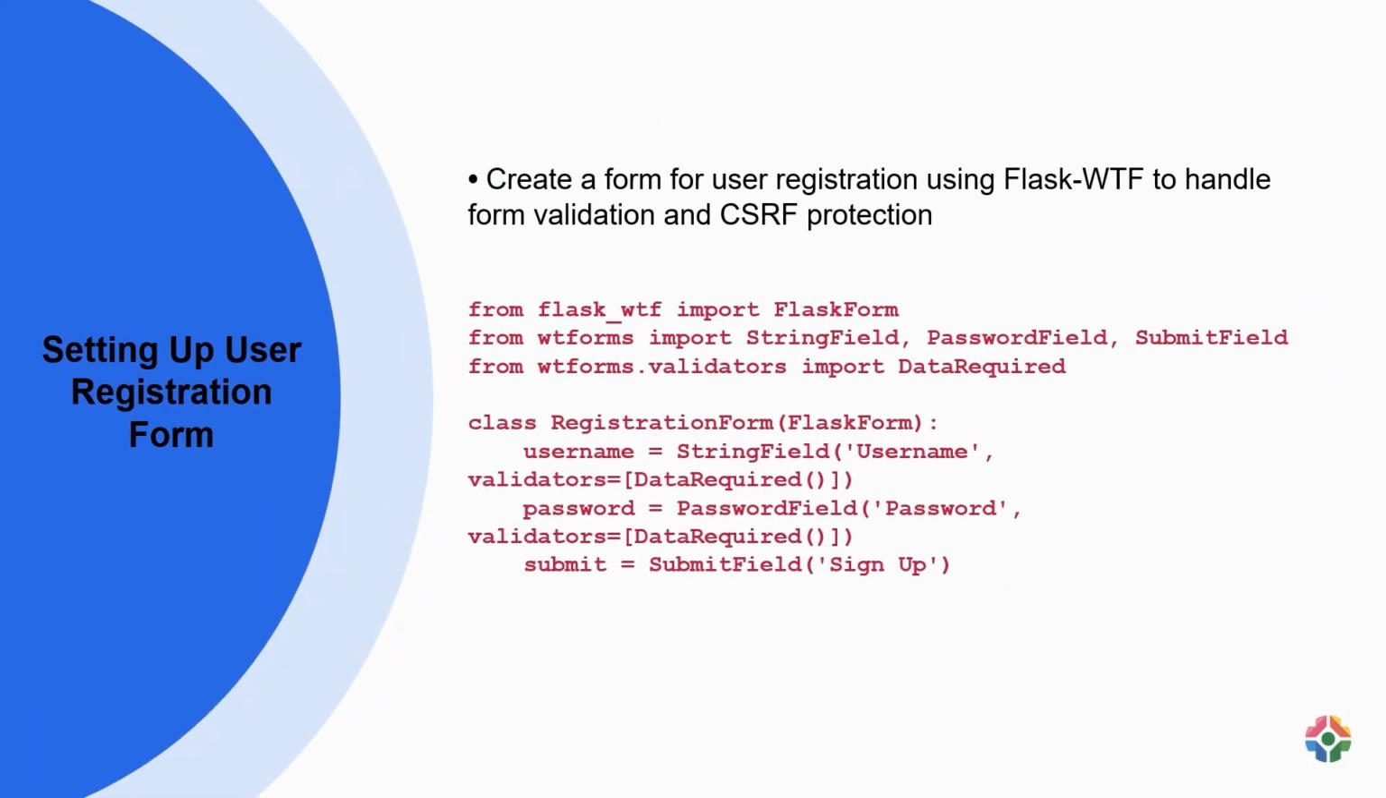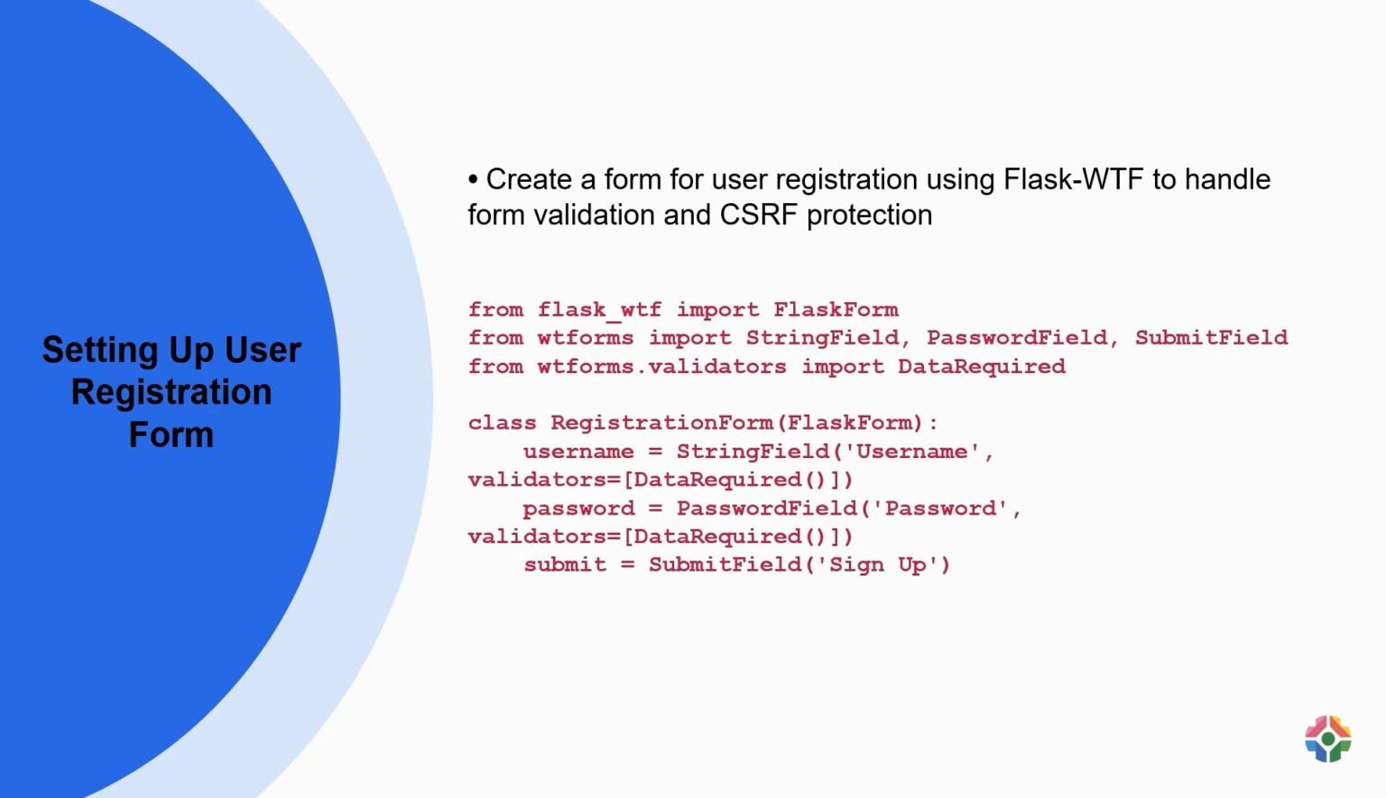To create a user registration form with Flask-WTF, you need to define a class that inherits from FlaskForm. Within this class, you define fields like username and password using StringField and PasswordField from the WTForms module, respectively. These fields can have validators such as DataRequired to ensure these fields are not submitted empty. Finally, include a submit field to let users submit the form. This form will enable CSRF protection and perform form validation to enhance security and data integrity within your Flask application.